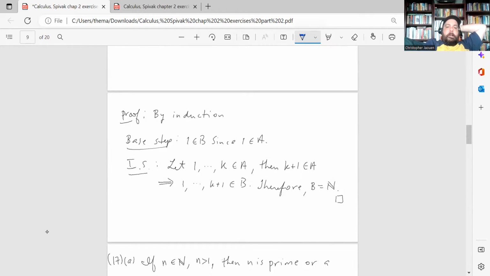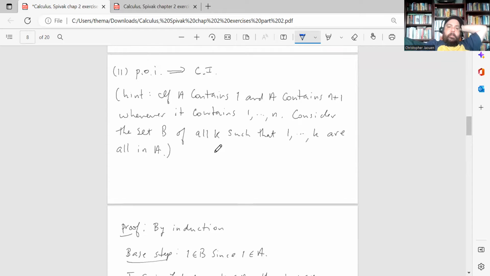So the proof, again, is by induction. The base step says 1 is an element of B, since 1 is an element of the set A. I'm defining A and B to be the way that he defines them in the hint here.